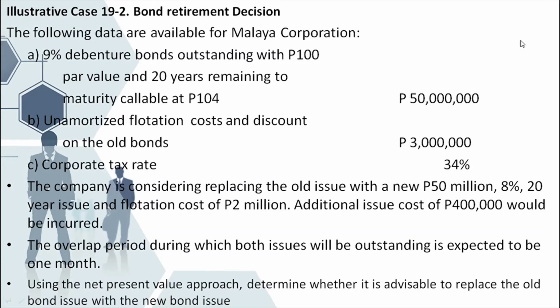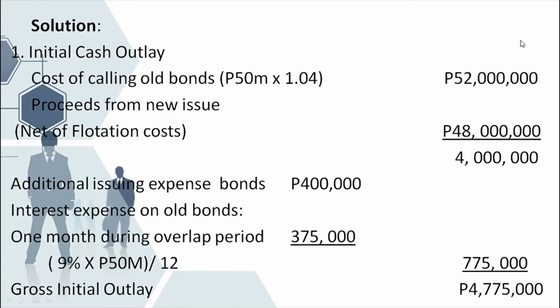The company is considering replacing the old issue with a new 50 million pesos, 8% 20-year issue and flotation cost of 2 million pesos. Additional issue cost of 400,000 would be incurred. The overlap period during which both issues will be outstanding is expected to be 1 month. Using the net present value, determine whether it is advisable to replace the old bond issue with the new bond issue. So dito, malalaman natin kung it is advisable to replace the old bond issue with the new bond issue. So here is the solution.